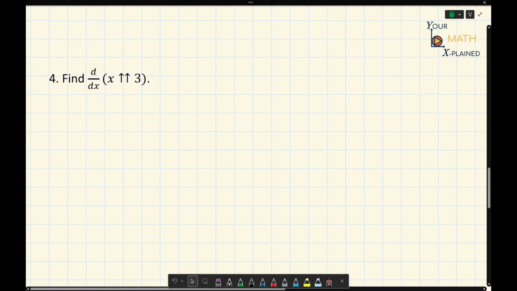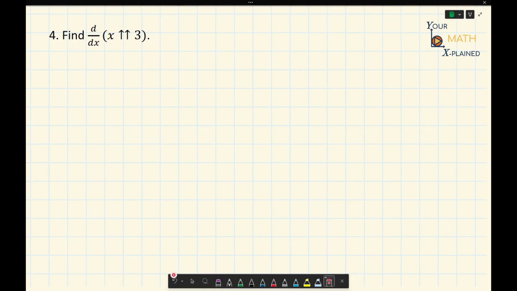Lastly, we're going to take a look at a more complicated example. So what you see on the screen here is known as Knuth's up arrow notation, and it's used to represent repeated exponentiation. So the double arrow here means that we are taking x to the power of x to the power of x, a total of 3 times. And this is commonly referred to as tetration or a power tower.